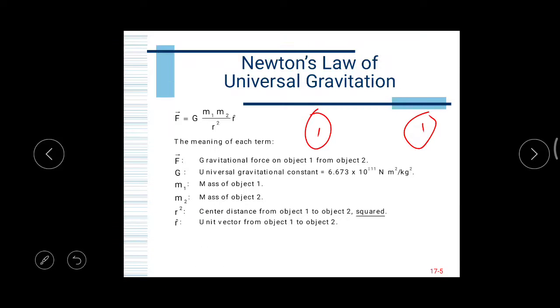So that is the distance r. And r cap represents the direction vector for the distance between m1 and m2.